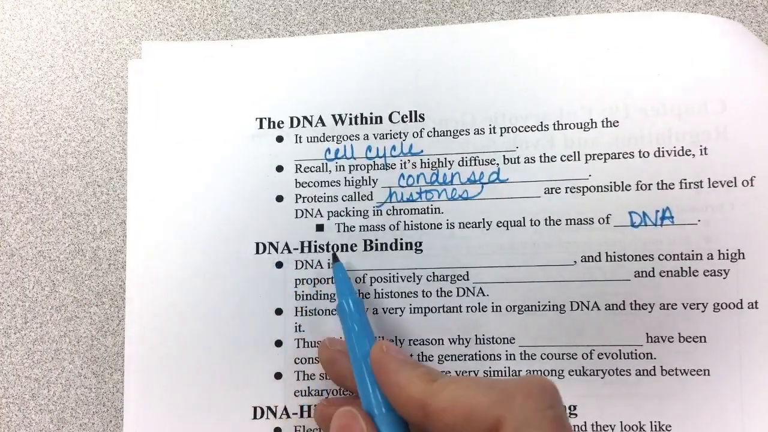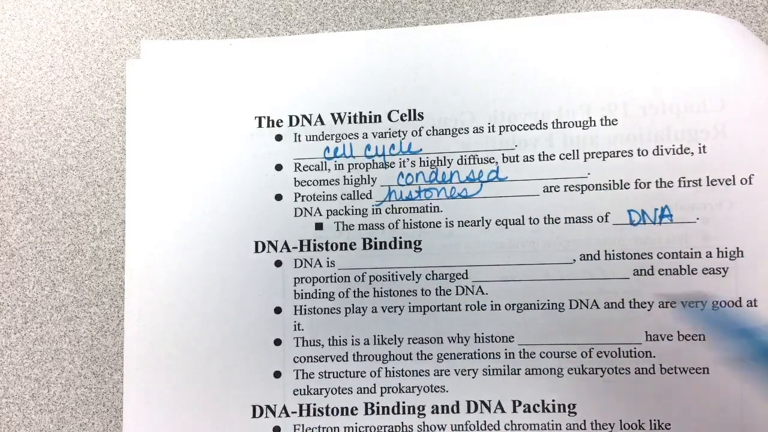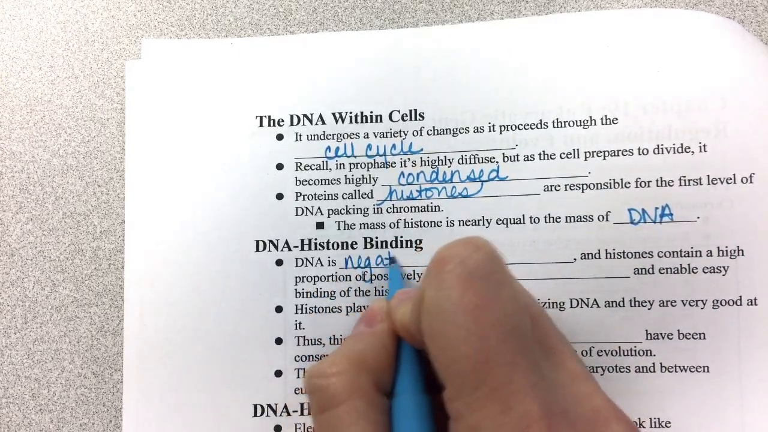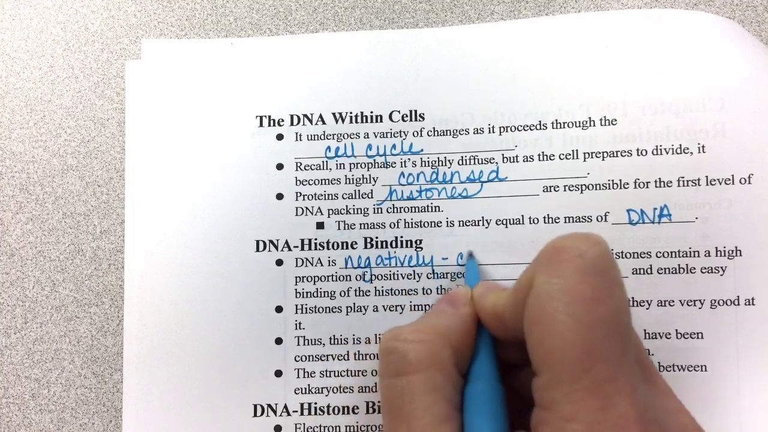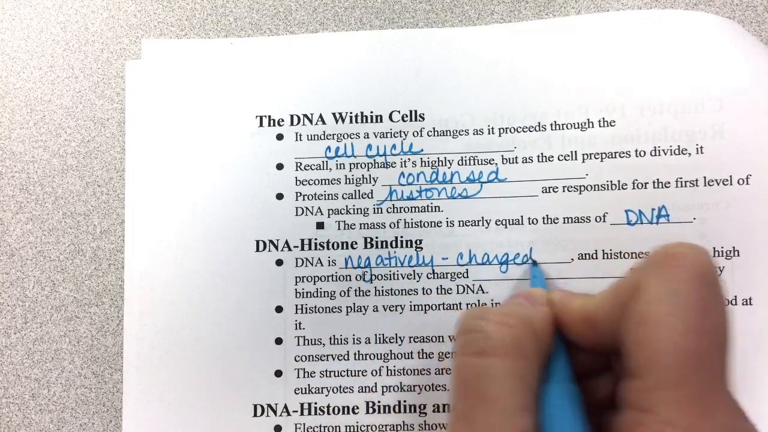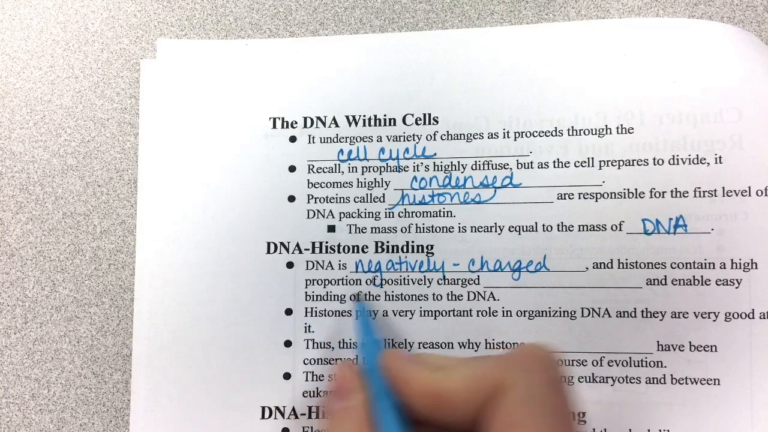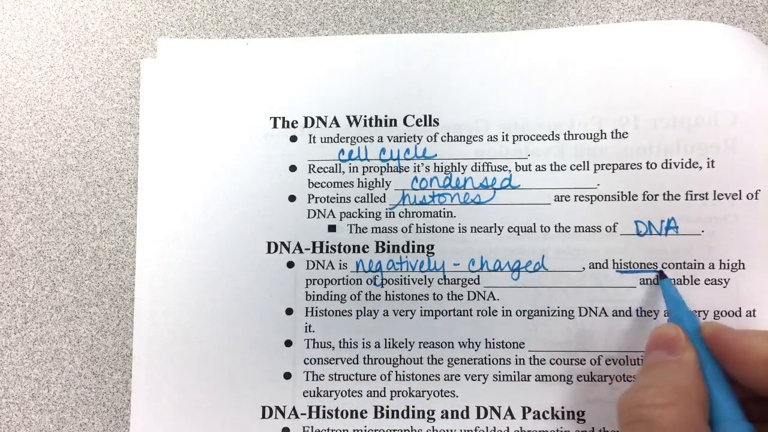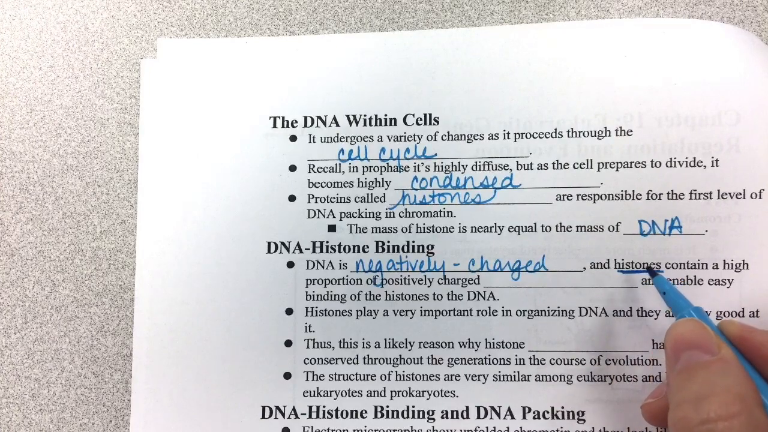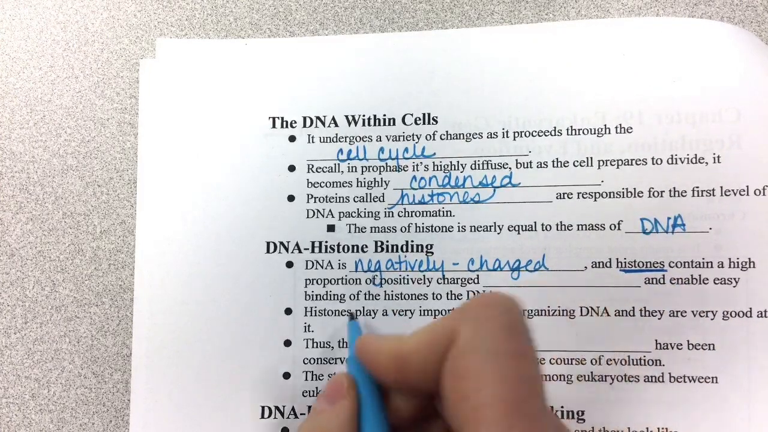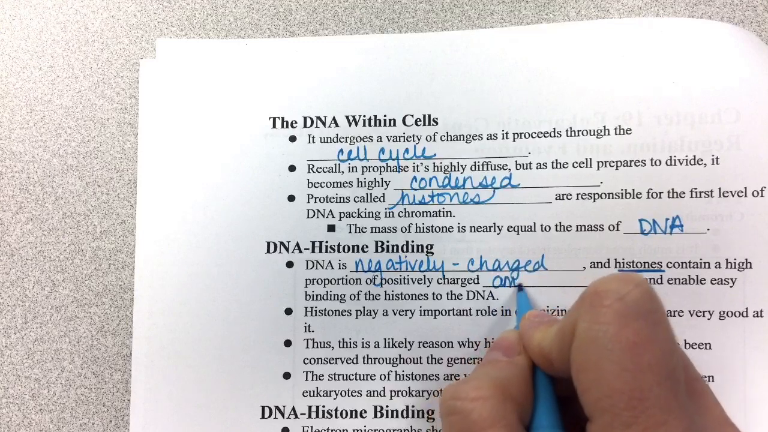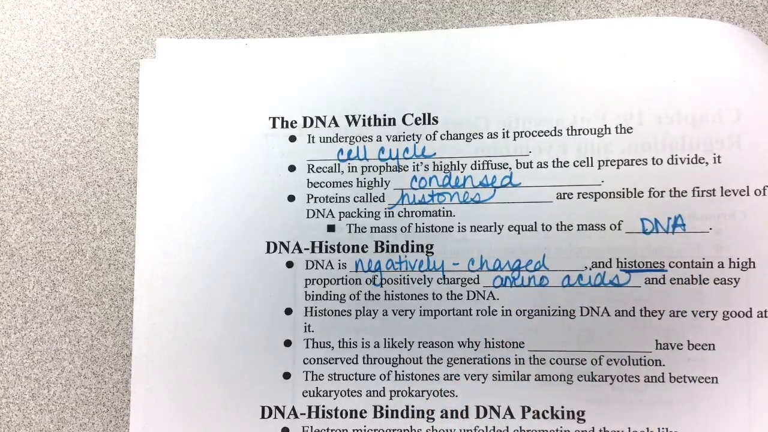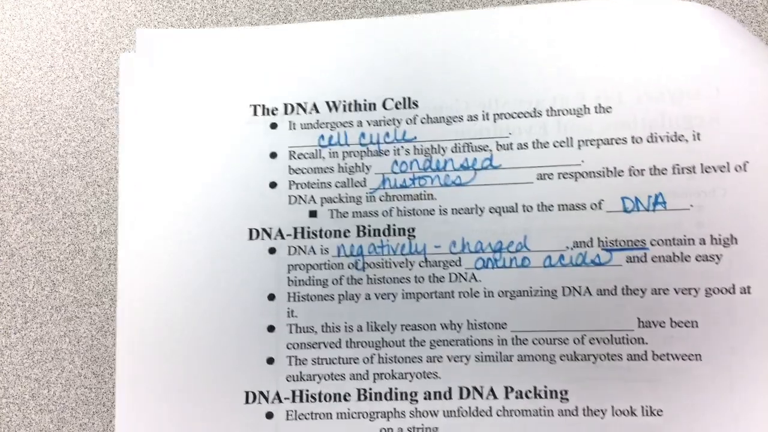How does DNA bind to histones to wrap around them? DNA is negatively charged, and histones contain a proportion of positively charged amino acids. Well, histones are proteins. What are proteins made of? Amino acids. And this enables easy binding of the histones to the DNA.